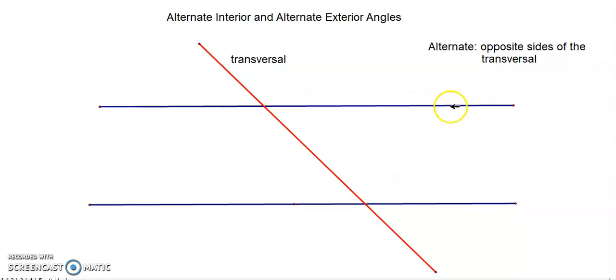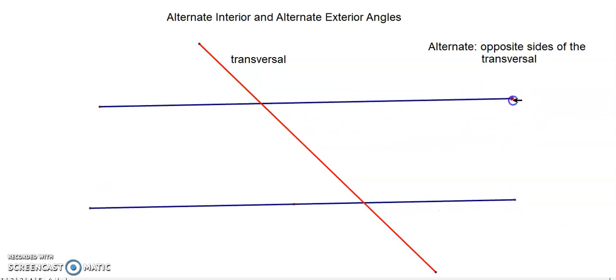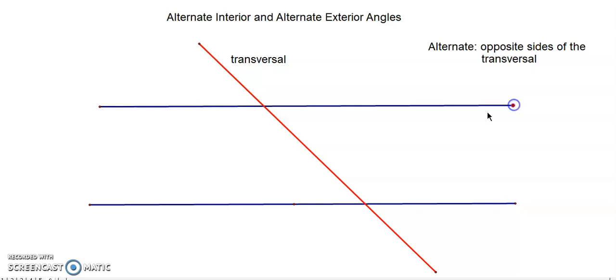So let's go back to two parallel lines. These two lines are parallel. You can see that if I move them like this or like this, they remain parallel. The two blue lines are parallel, and then we have a red line going through like this, and that's called a transversal.